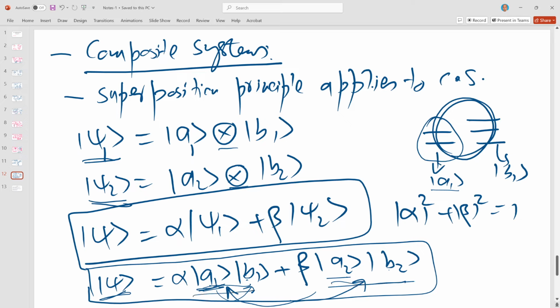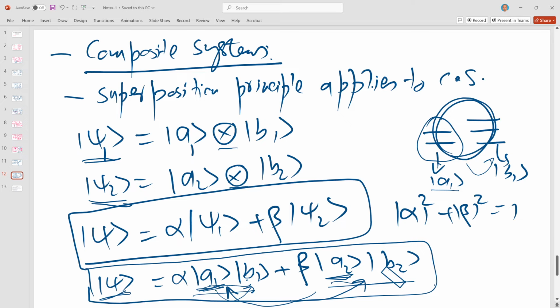And if you measure this part in A2, then the other system will automatically collapse to this state B2. So this phenomenon of measuring part of the system and disturbing the state of the whole system has a lot of applications, and we will talk much more about it.